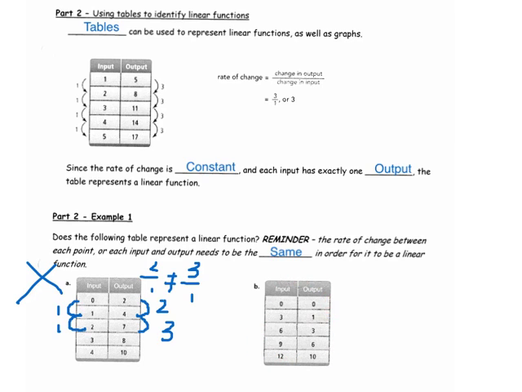So we're going to look at the change in outputs compared to the change in inputs. So the change in outputs goes up 1. The change in inputs goes up 3. So that rate of change is 1 over 3. This one goes up 2, and this goes up 3. So that rate of change is 2 over 3. Because 1 over 3 is not equal to 2 over 3, this is not a linear function. Let's take a look at the next example.